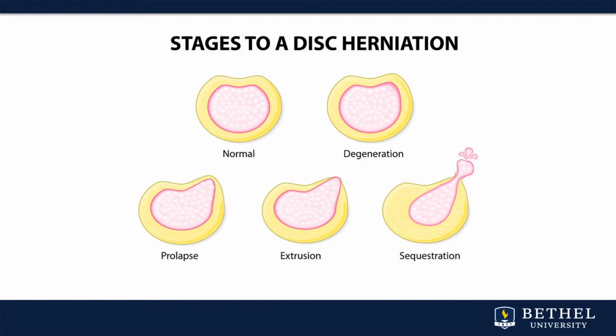So the terminology can be confusing because these terms are interrelated. If they say a bulge, you don't know if it's this stage of a bulge, or an extrusion stage of the bulge, or herniation. So you might have to contact the doctor and find out exactly, or as you go through rehab, that may show itself.